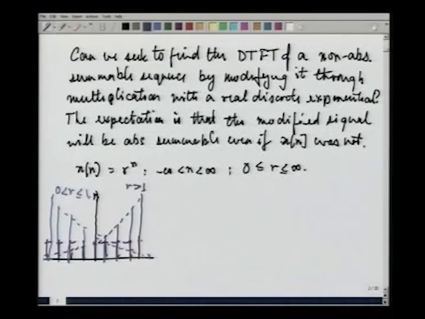What happens when r is 0? When r is 0, 0 to the power n is identically 0, there is nothing to discuss. Next, we talk about what happens when r is negative. When r is negative, you get sequences that look like what we have already drawn, but they are alternating in magnitude.